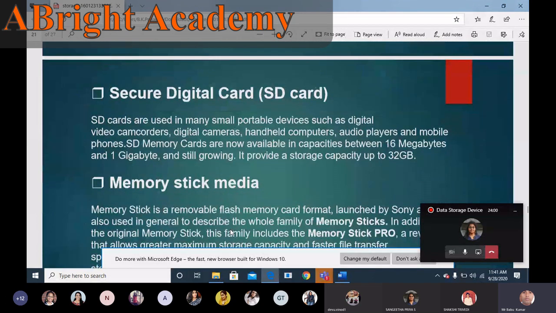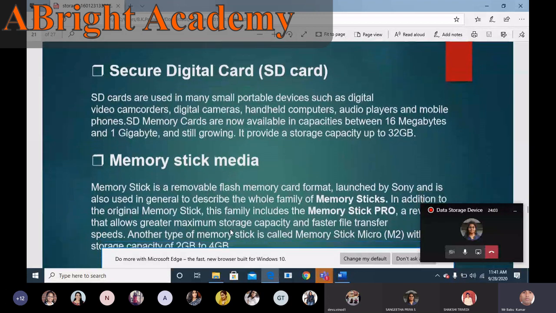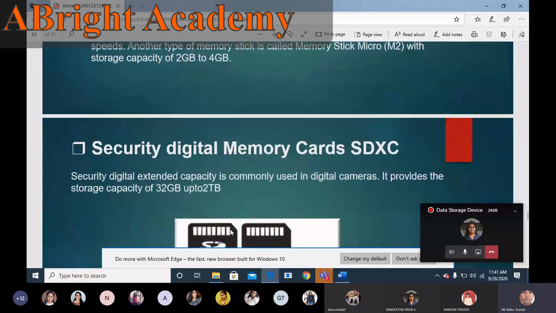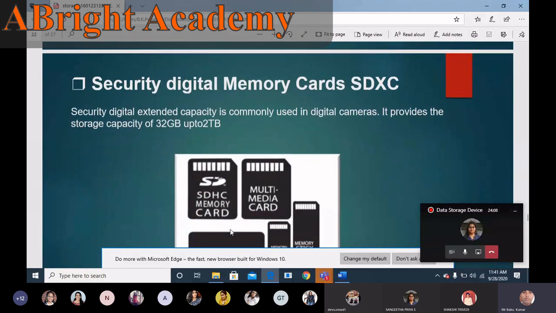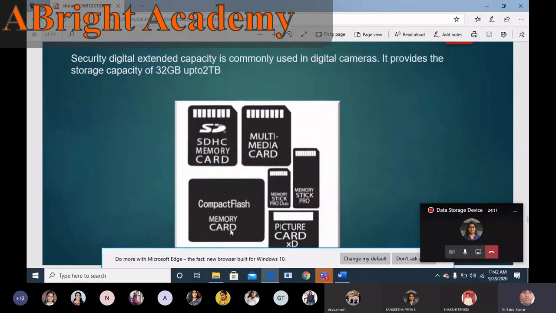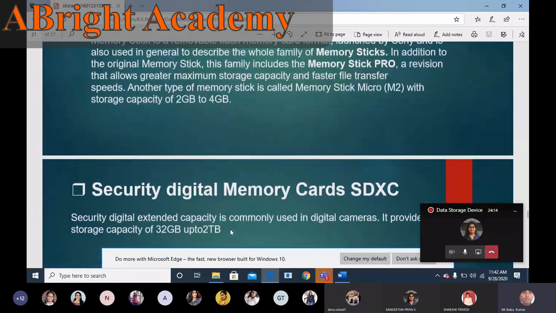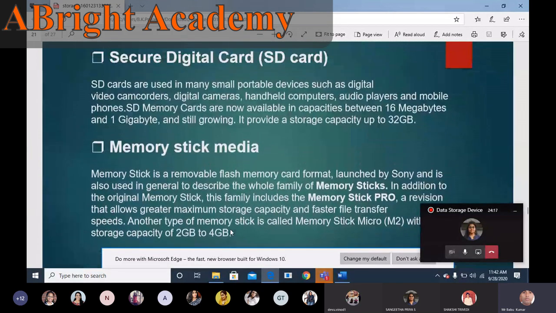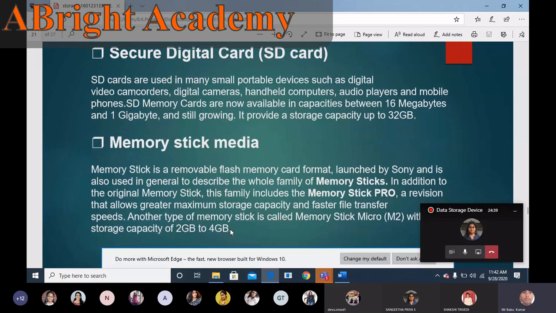Here are some other cards: SD card, also secure digital card, memory stick media and security digital memory card. SD cards are used in many small portable devices such as digital video camcorders, digital cameras, handheld computers, audio players, and mobile phones. SD memory cards are now available in capacities between 16 megabytes and 1 gigabyte and still growing. It provides a storage capacity of up to 32 GB.